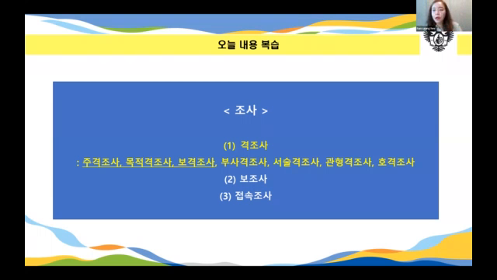Continuing from today, next time we will look at the rest of the particles: adverbial markers, predicative markers, adnominal markers, and vocative markers. After that, we will look at the remaining particles, auxiliary particles and connective particles, in detail in the 5th chapter, after the sentence grammar theory lessons in chapters 3 and 4.